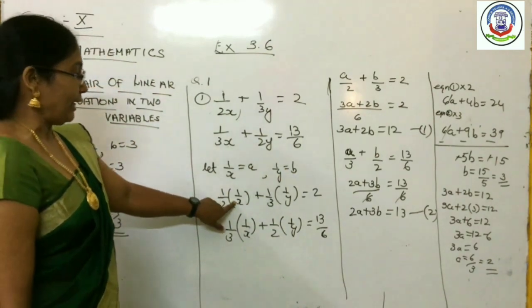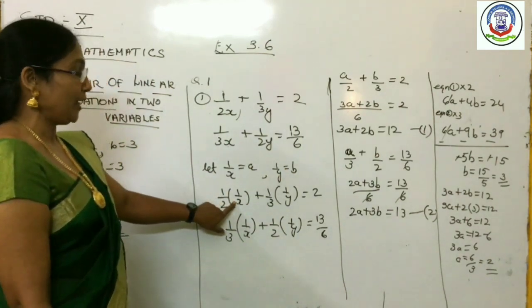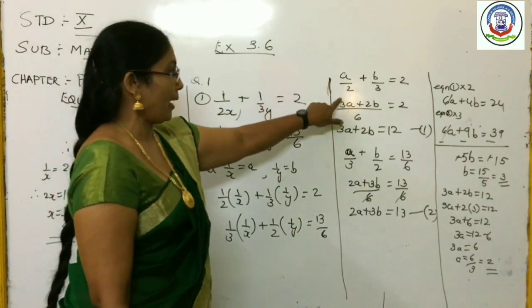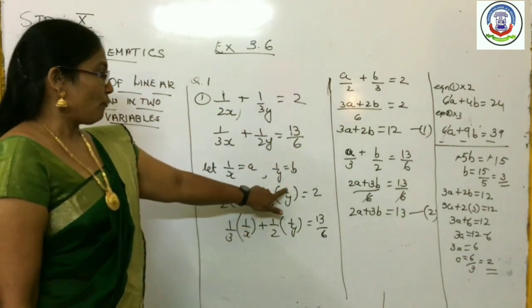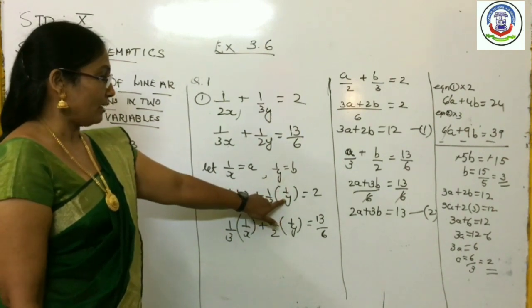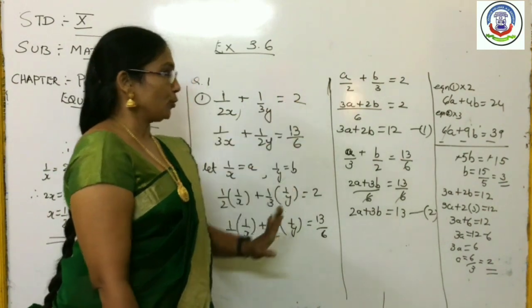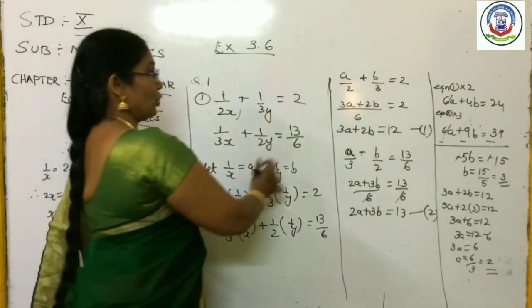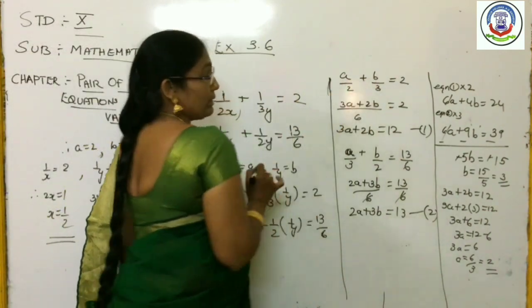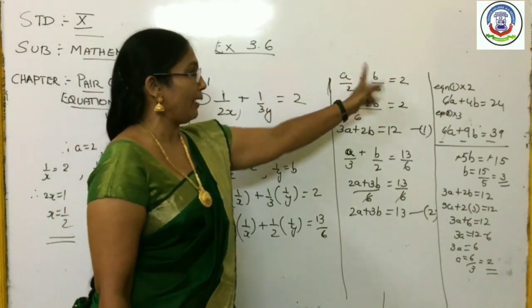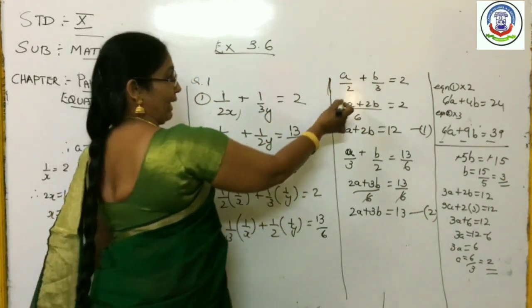Now substitute the value of 1 by x as a. So it will be a into 1 by 2, that is a by 2, plus, substituting 1 by y as b, b by 3 is equal to 2. So the first equation has changed into a linear equation in two other variables, a and b. Now take the LCM.